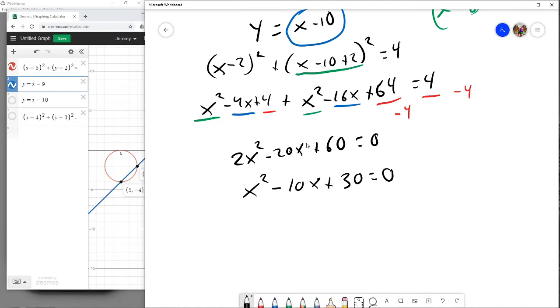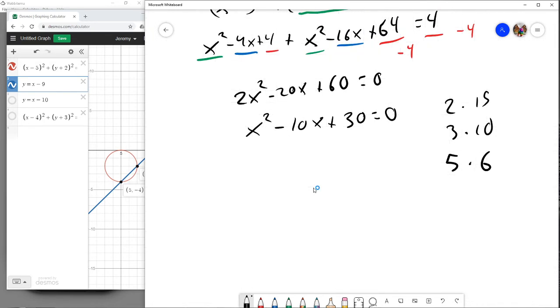So looking at this one offhand, I don't think this is going to factor. As you can think, we got 2 times 15, 3 times 10, and let's see here, 5 times 6. None of those is going to give us a 10 here added up. Alright, so this is probably not going to be pretty, meaning we have to use the quadratic formula.